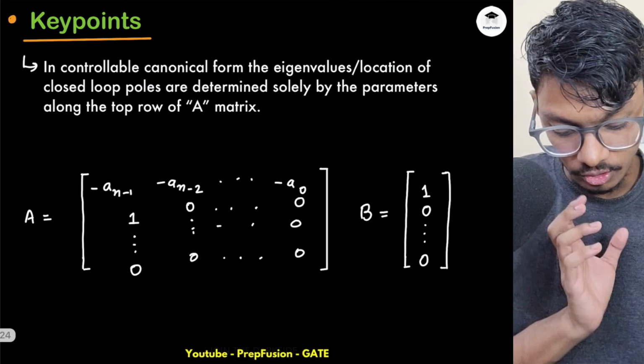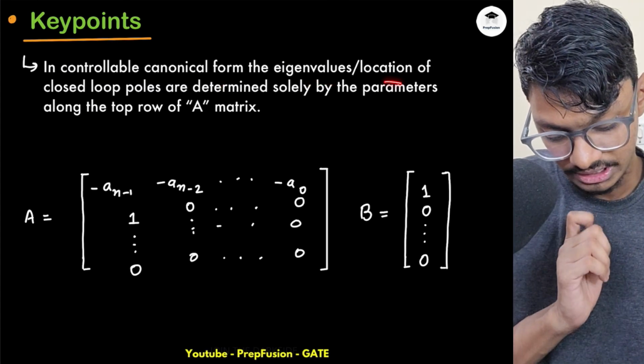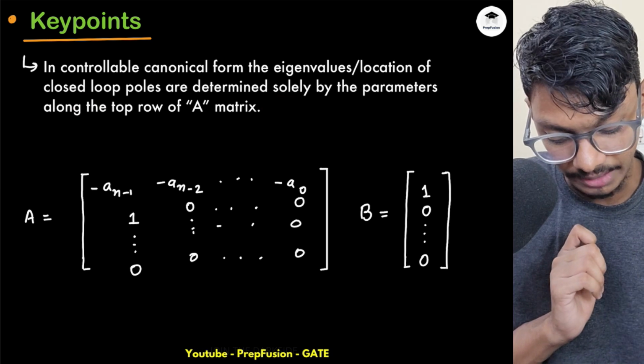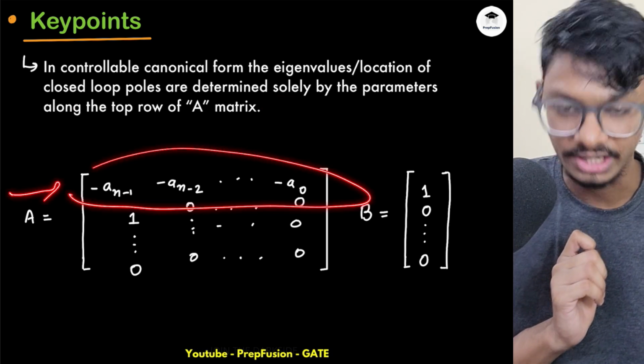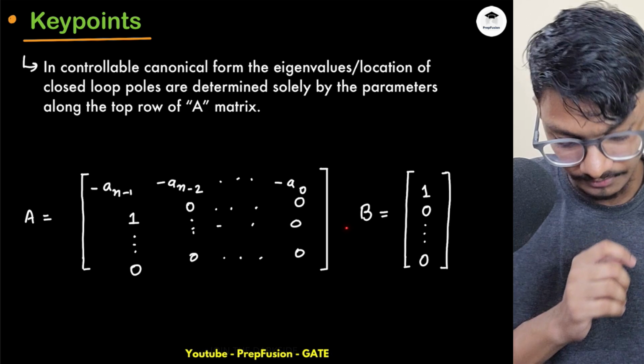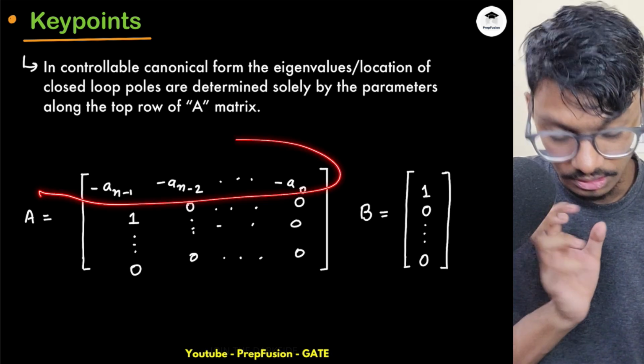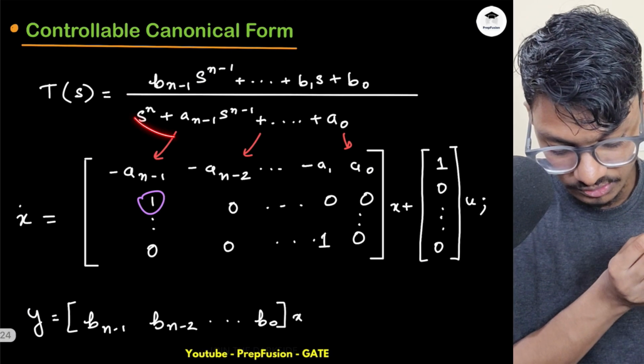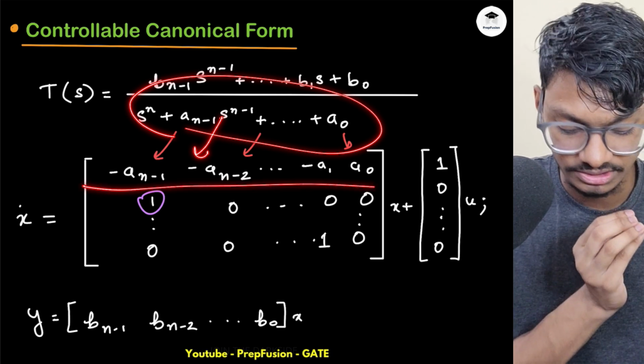In controllable canonical form, the eigenvalues, that is the locations of the closed loop poles, are determined solely by the parameters along the top row of the A matrix. That is how my characteristic equation is written. As we can see, we can write the characteristic equation from just the top row.